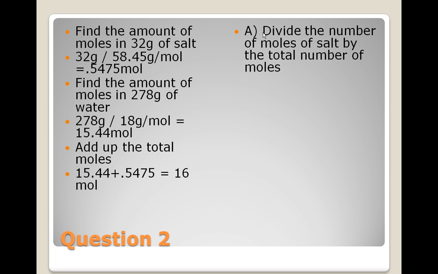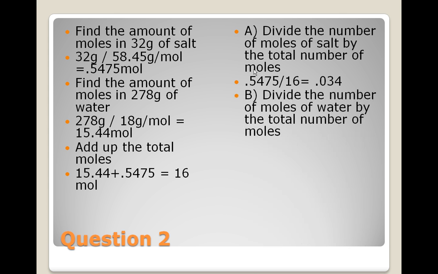Then for A, you want to divide the number of moles of salt by the total number of moles. So you have 16, and you have the number of moles of salt, which is 0.5475, which gives you 0.034. This is only a ratio, so you don't actually need to multiply by 100 and turn it into a percentage.